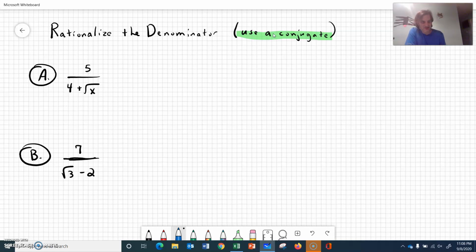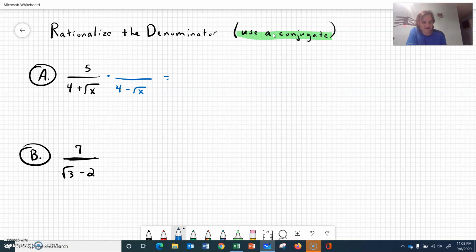So question A here is 5 over 4 plus the square root of x. The way we're going to eliminate that square root out of the bottom is to use a conjugate, which is 4 minus square root of x. So we use the same statement, but we change the sign in the middle. If you just multiply by square root of x, then that hits the 4, and you've just kind of moved the square root around, but it's still in the bottom.